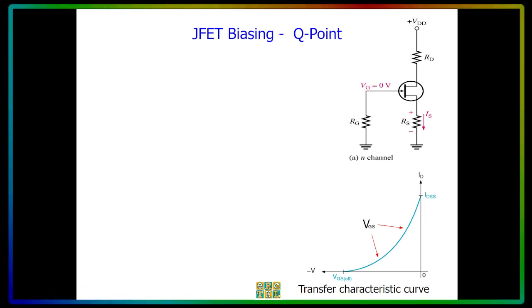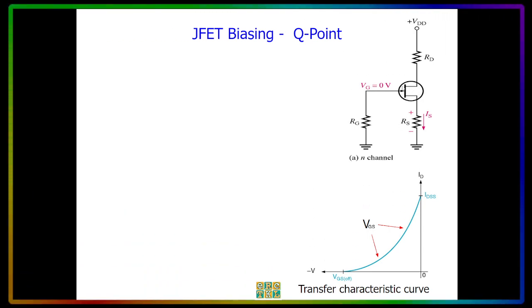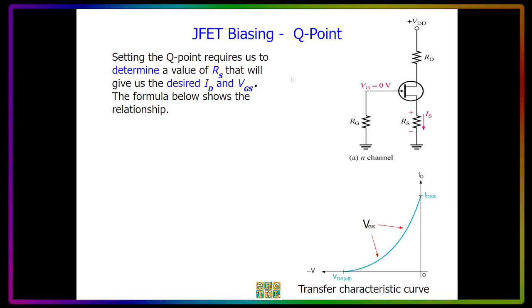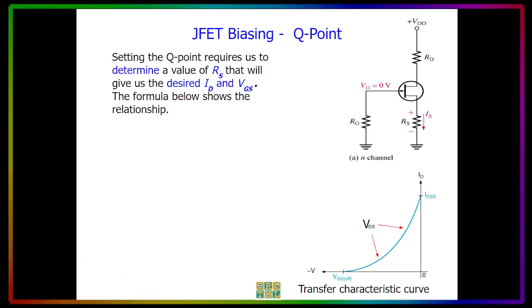For the JFET biasing, let's talk about the Q point. You will see here on letter A the sample circuit of an N-channel JFET connected in a circuit. Take note that the VG is equal to 0 volt and there will be current here, we call it IS. Now setting the Q point requires us to know a value of RS that will give us whatever desired current on the drain and the VGS that we want.